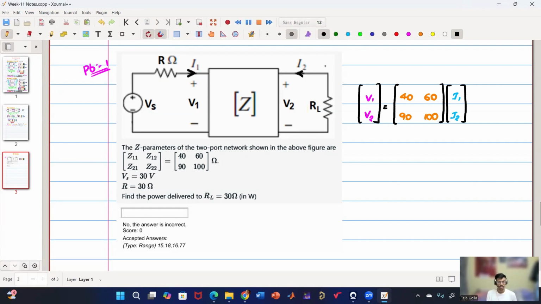Anyone, any idea? I want you to just think about it so that if you get any idea, then we'll see whether we can proceed further or not. Basically, they are asking power delivered to RL. So either I have to calculate V2 or I have to calculate I2. So how can we proceed and how to solve? They have given Vs, they have given R, they have given RL.